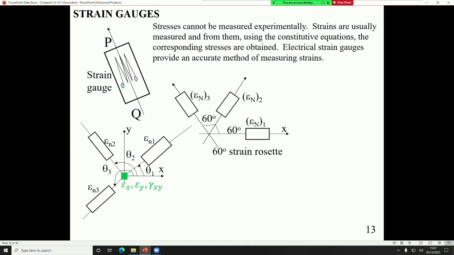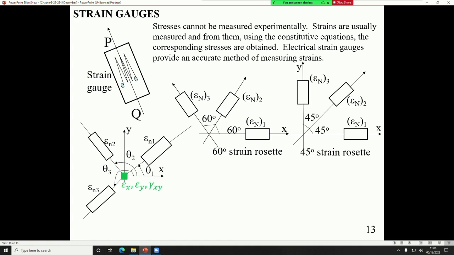So this is a typical 60-degree strain rosette. If we combine these three gauges, it is called a strain rosette. So when somebody says, I have a strain rosette, it means there is a cluster of three gauges stuck together at different angles. So this is a 45-degree strain rosette.